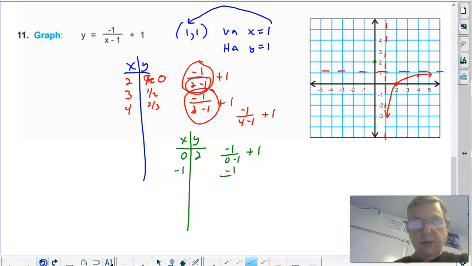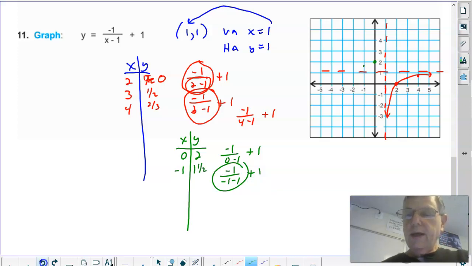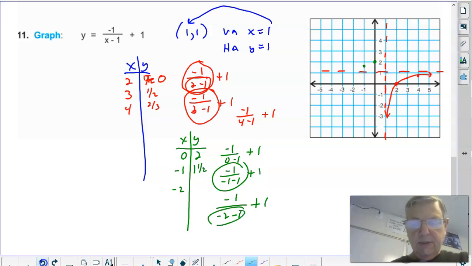Negative 1. Negative 1 over negative 1, negative 1 plus 1. This is negative over negative, or positive 1/2. This is 1/2. Negative 1, 1/2 right there. Do negative 2, negative 1 over negative 2 minus negative 1 plus 1. Okay, this is a negative 3. So negative over negative is positive, so this is 1 1/3. 1 1/3, a little bit lower. Okay, so this one approaches that asymptote, and there's our graph. All right, hope that makes sense to you.